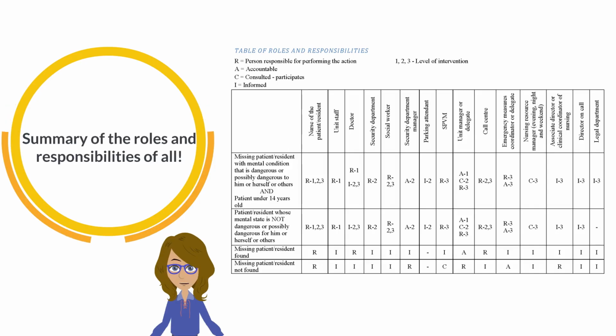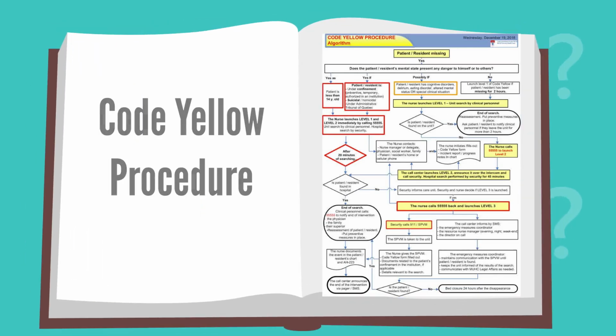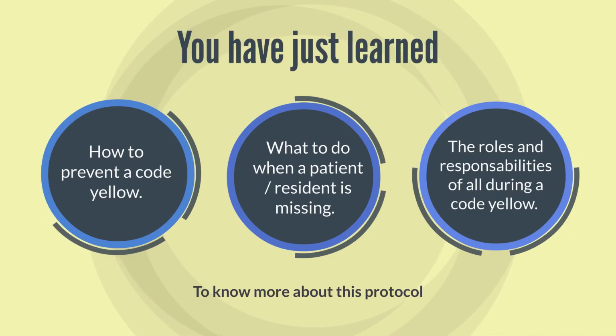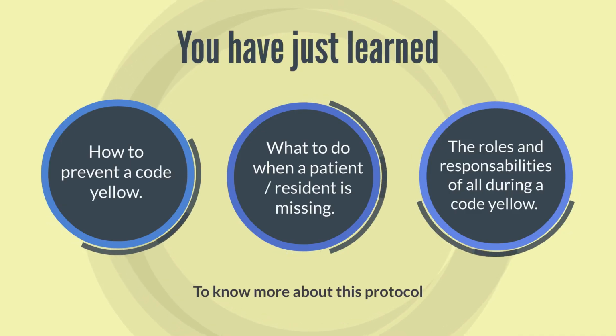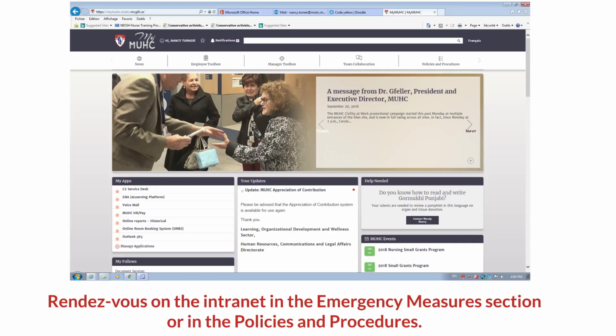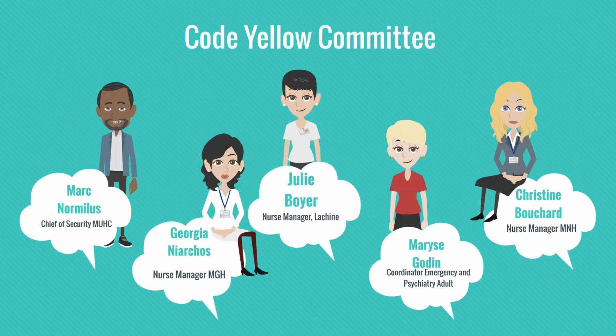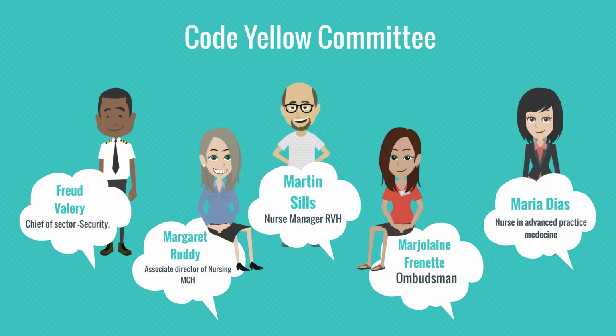To better understand the roles and responsibilities of everyone during a code yellow, and to see in detail the algorithm on the procedure on a code yellow, go to our MUHC intranet site in the section of Emergency Measures or in the section of Policies and Procedure. These following slides show all the members part of the Code Yellow Committee.